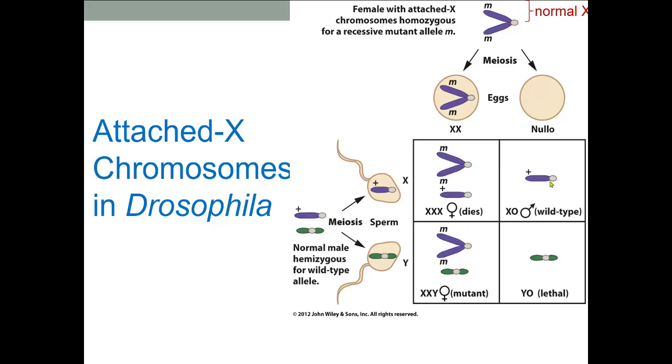Or the XO, sort of the Turner's equivalent, although they don't call it that in flies, which would be that exceptional wild type male. So you can work through the genetics on this. This would be for a mutant female and a wild type male. And we can see how this works out. But the key thing here is that these 2 chromosomes are now technically actually 1 chromosome, right? So they never would separate again.